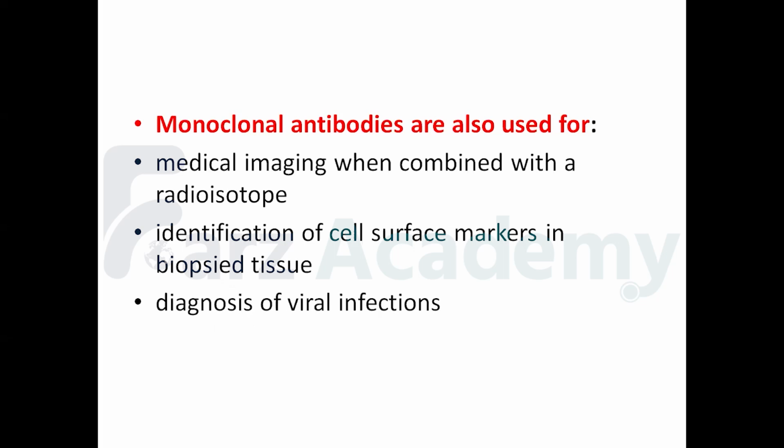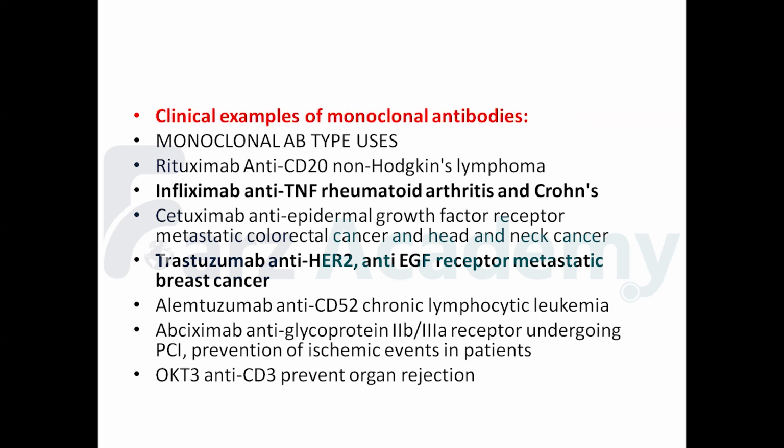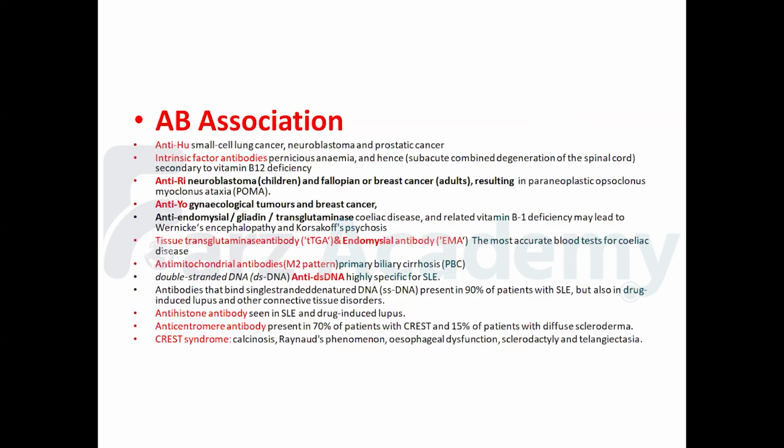Monoclonal antibodies are also used for medical imaging when combined with a radioisotope, identification of cell surface markers in biopsy tissue, and diagnosis of viral infections. These are a few other uses of monoclonal antibodies. Now there are a few antibody associations, like anti-Hu antibody, found in small cell lung cancer, neuroblastoma, and prostatic cancer. You have to remember it.